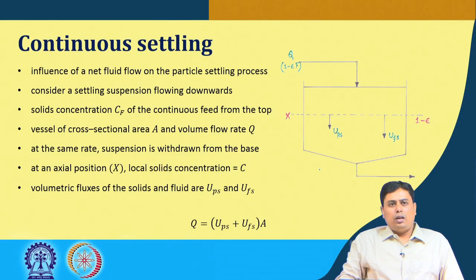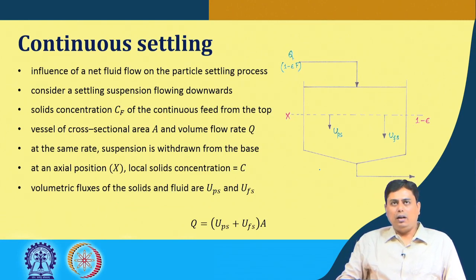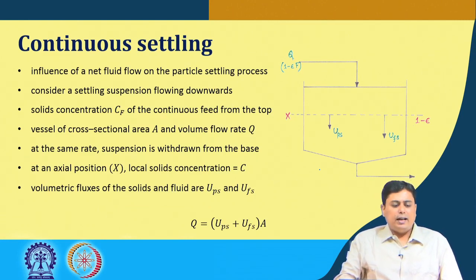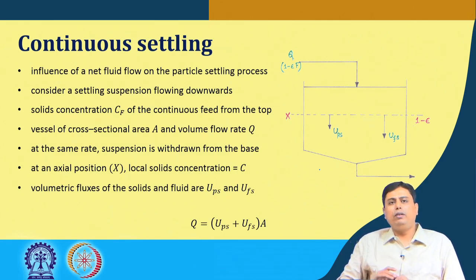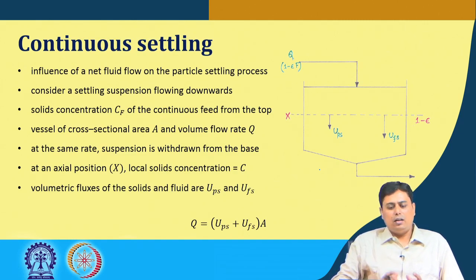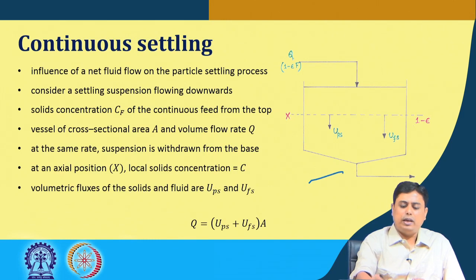Now, if we move on to the continuous settling part, that means there is an influence of net fluid flow on the particle settling process, because in the batch settling case there was no net flow rate, nothing was coming inside your measuring vessel and nothing was going out as well. At a fixed time everything is charged, everything is settled, and then you take it out as the operation ends.